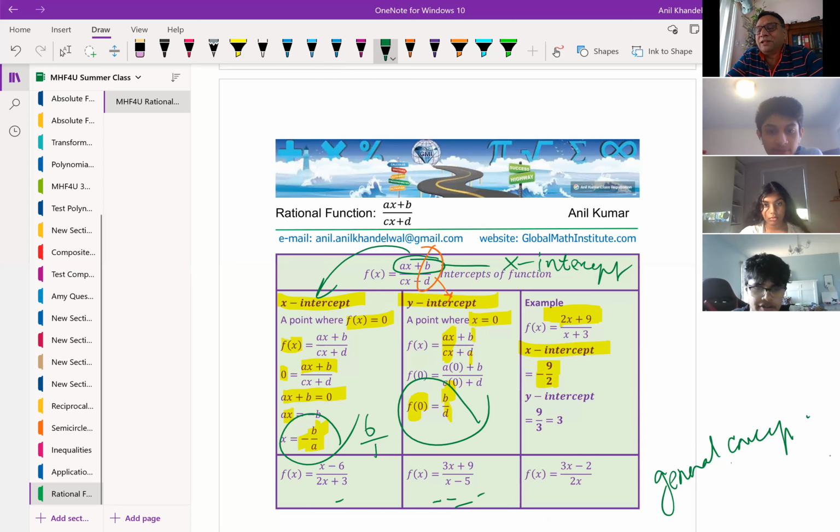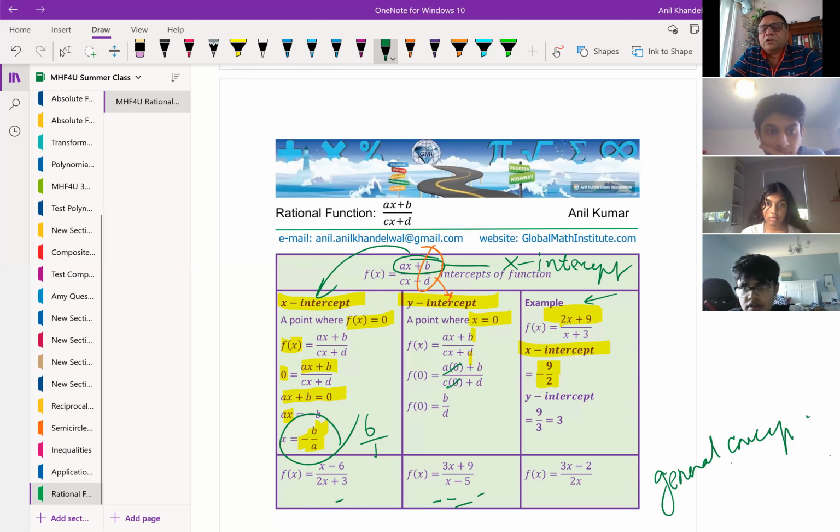I wanted to ask about the calculation. For the second one, why did you make the numerator and denominator equal to 0, right? No, for the second one I substituted 0 for x. So 0 times anything is 0, and you're left with b over d, correct? And did you do the same thing for the third one too? This is an example.